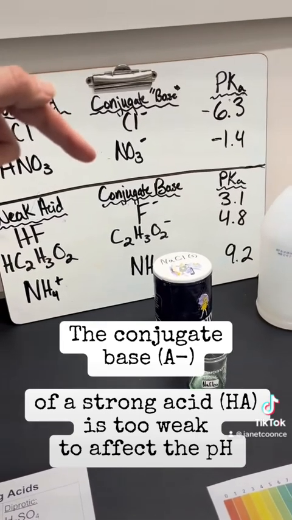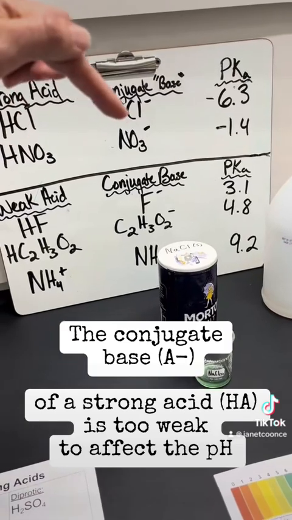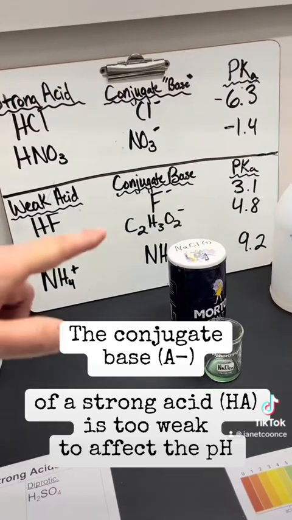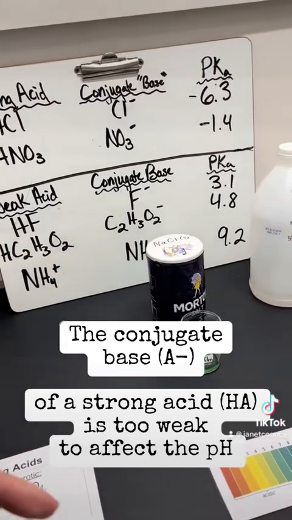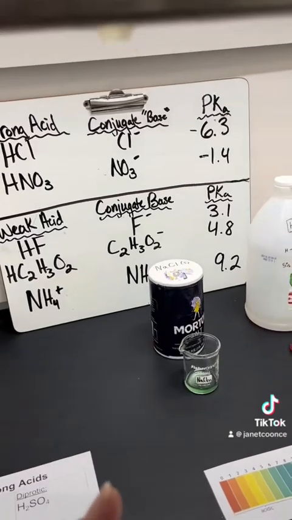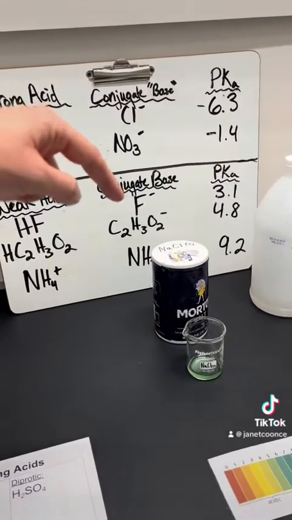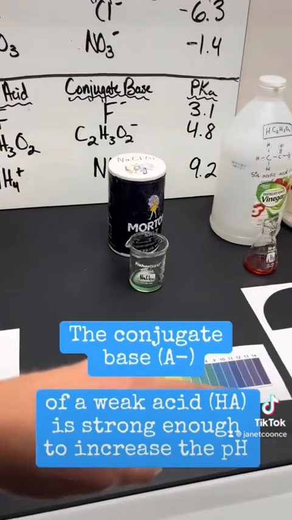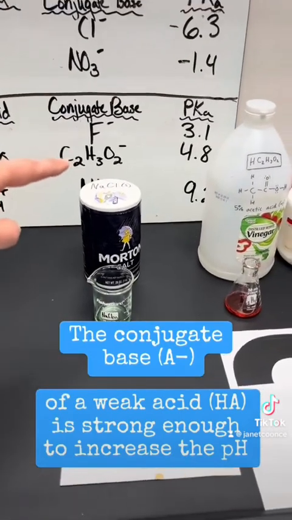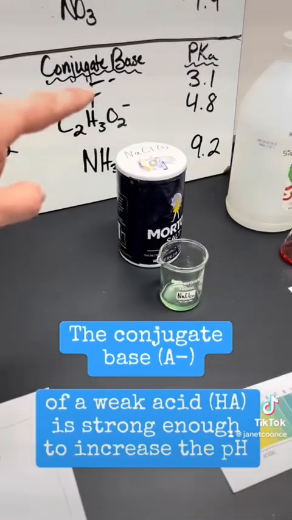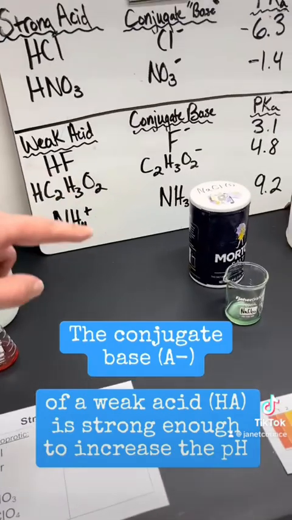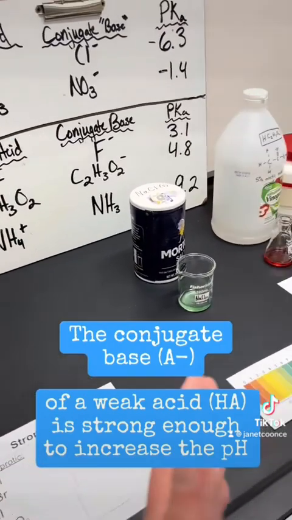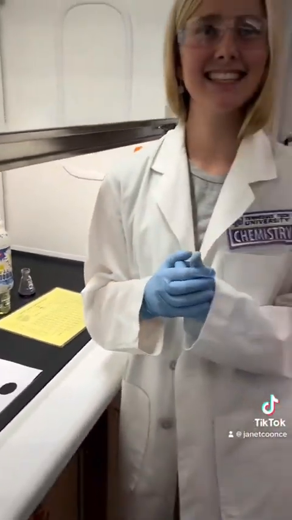So no, right? No, it wouldn't affect the pH because it's the conjugate base of a strong acid. But if you took sodium fluoride and put it into water, what do you think would happen? It would be more basic. Right, the pH would go up, it would be more basic. So fluoride, acetate, ammonia, those conjugate bases of these weak acids actually cause the pH to increase. So very cool.